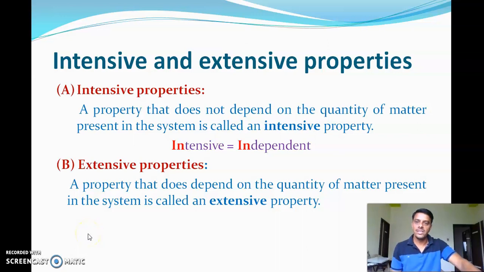Okay students, let's continue with the same concept, intensive and extensive properties, that we were discussing in the previous class. We are discussing intensive property. What are intensive properties? Let's rewind it again in brief. The property which does not depend on the quantity of the matter present in the system is called intensive property, or simply we can say the property which does not depend upon the quantity of that substance.